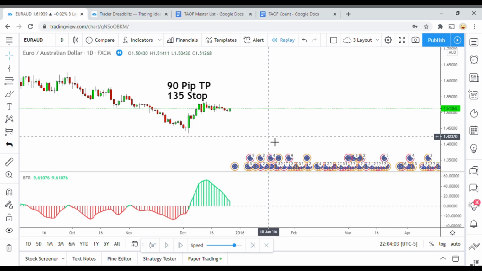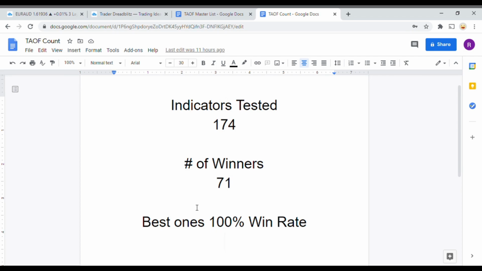All right, as I said, today we will be testing the Bollinger Force RSI indicator. But before we do, I wanted to put the indicator scoreboard up for everyone to see. So, to date, we have tested 174 indicators. And out of those 174 indicators, 71 of them have been winners, which means that they have met or exceeded the 60% win-loss ratio threshold that we have set for them. The best ones so far were able to achieve a 100% win rate.